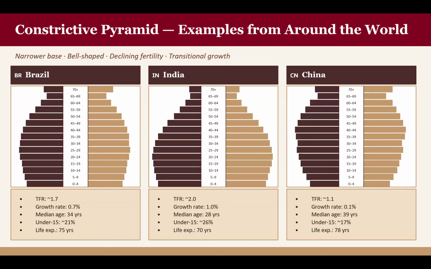Then we have the constrictive pyramid, which has a narrower base, is bell-shaped, with declining fertility and transitional growth. For this, we have examples of Brazil, India, and China, and you can see that they are honeycomb shaped. This is also the other name. Their total fertility rate is usually 2 or below 2, and they have this cylindrical shape.